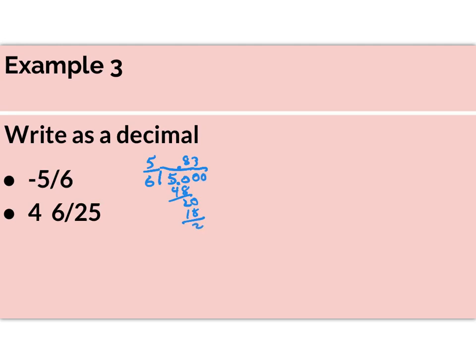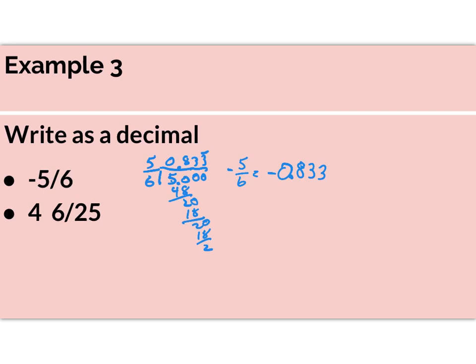Subtracting, you get 2. 3 times 6 is 18. Subtracting, you get 2. You'll see this start to repeat at the 3. So -5/6 equals -0.833. Because the 6 went into the 5 0 times, so that's why that's 0.